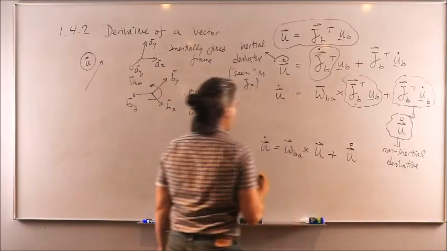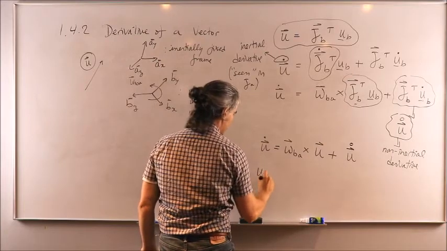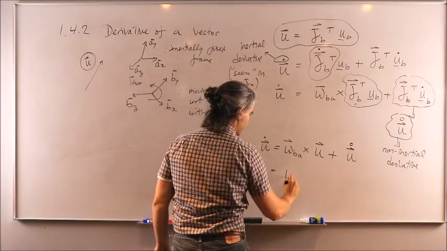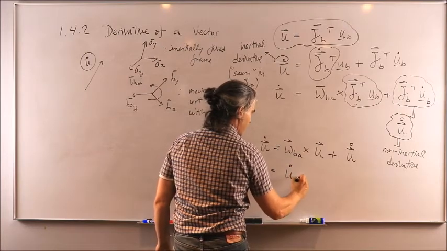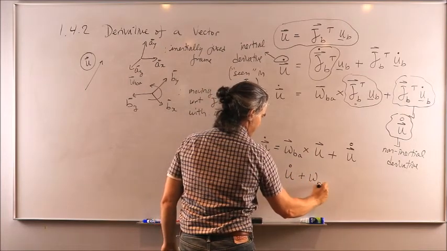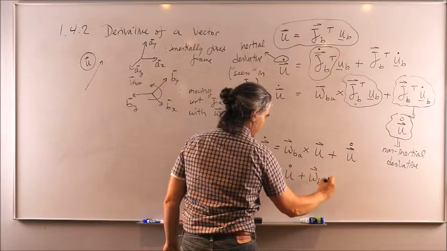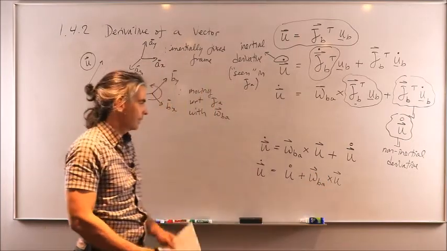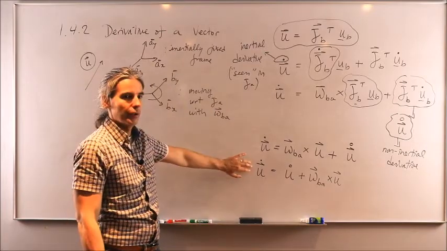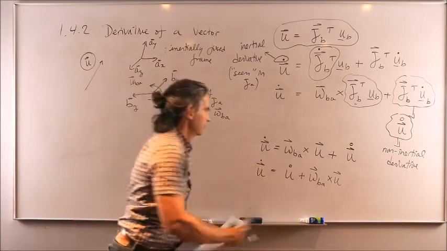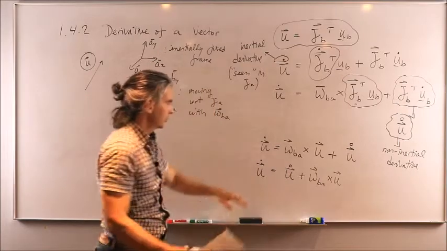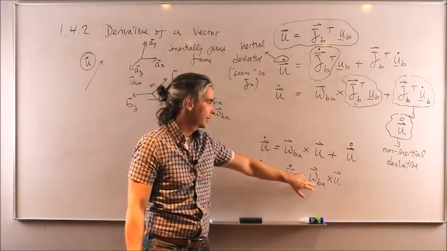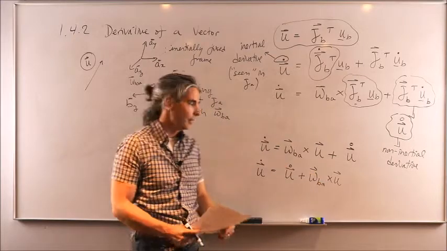And I like to actually rewrite that equation by switching the order here. Just like that. So this is the inertial derivative, in vector notation, equal to the non-inertial derivative plus the angular velocity vector cross product with the vector itself.